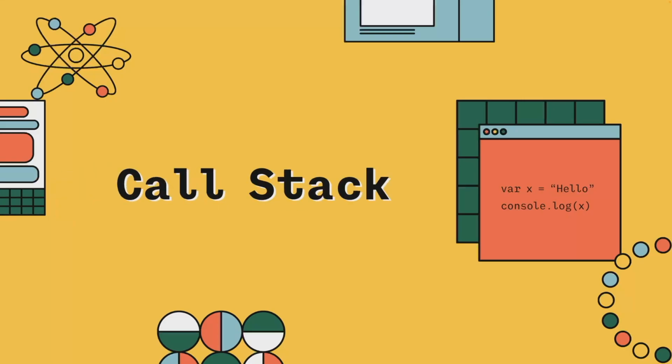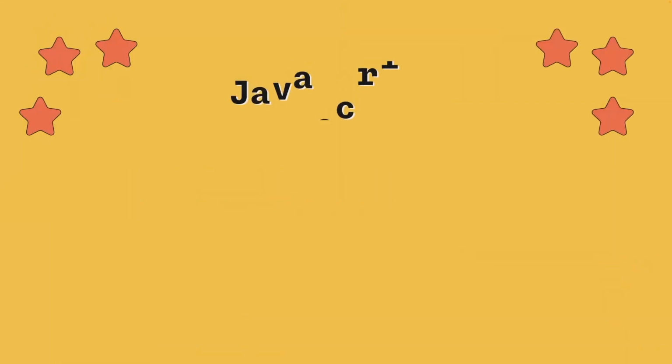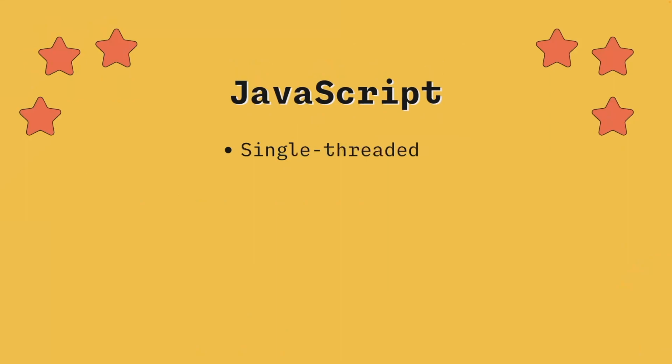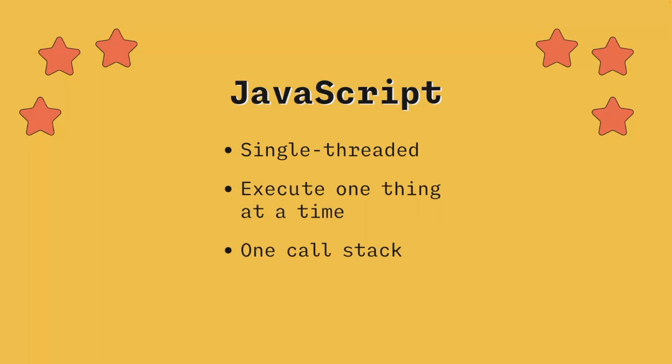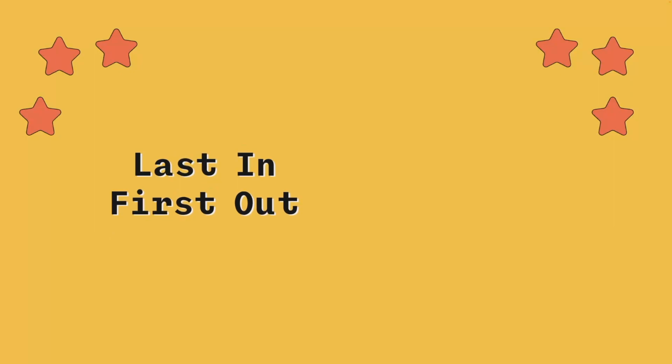Call stack is a mechanism for the interpreter to keep track of which function is running right now and which function needs to run next. JavaScript is a single-threaded programming language. That means it can do one thing at a time and has only one call stack at its disposal. Call stack uses the last in, first out principle to temporarily store and manage function calls.